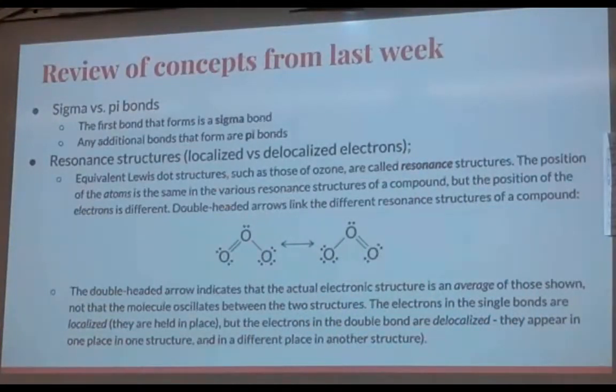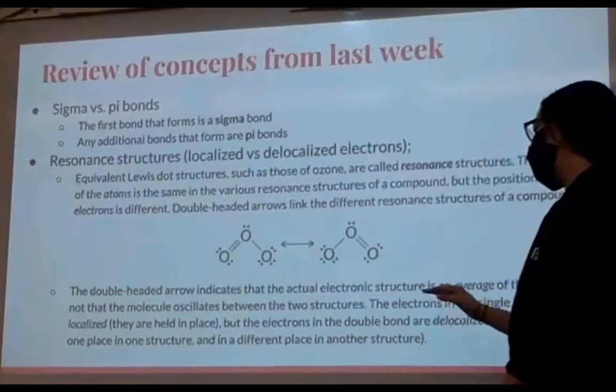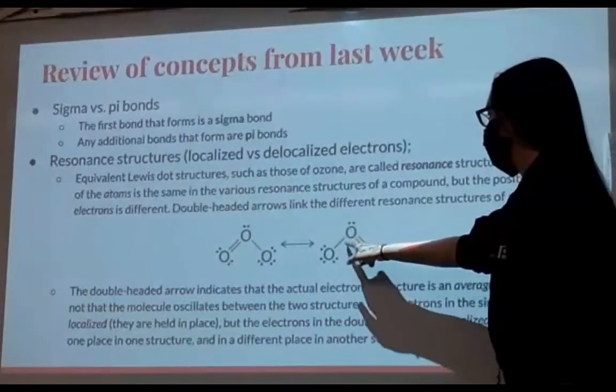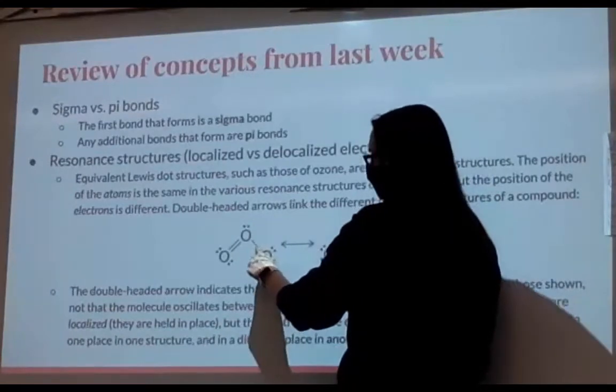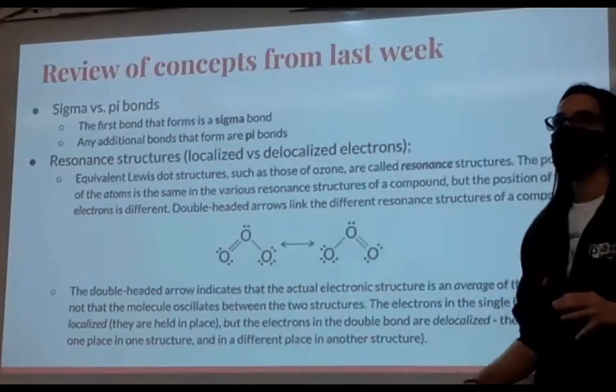So this one double bond could move, and then we can have a double bond between the other two oxygens. So when we're talking about localized versus delocalized, the electrons in a single bond, the electrons that are held in place are called localized electrons. They are local between two atoms. So this single bond, these are localized electrons. This single bond, those are localized electrons. They don't move.